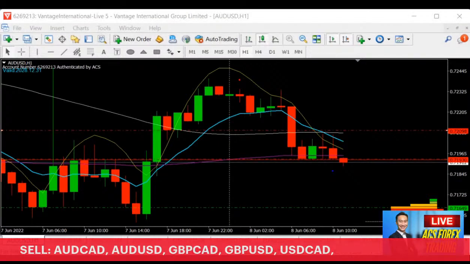Okay, but of course, taking into consideration that the Aussie market is closing, it's going to be very slow. And the US market is not open yet, so we are in between the zone, so we need a lot of patience today.